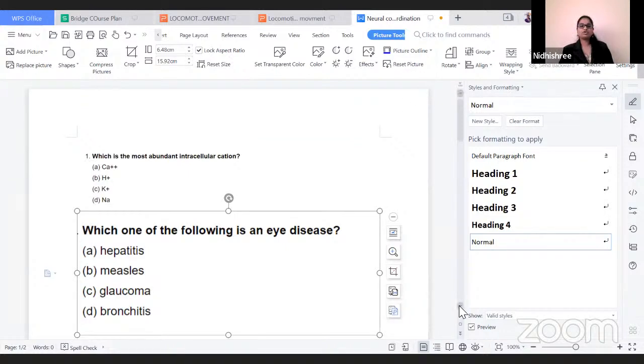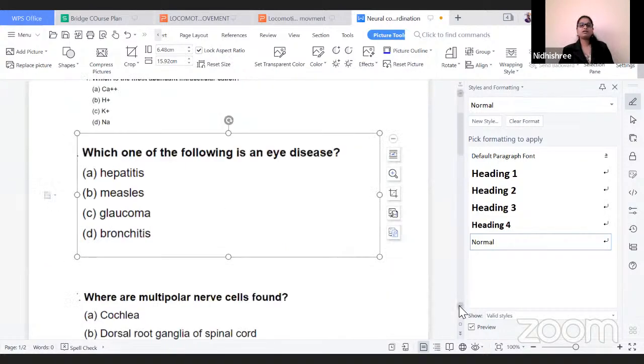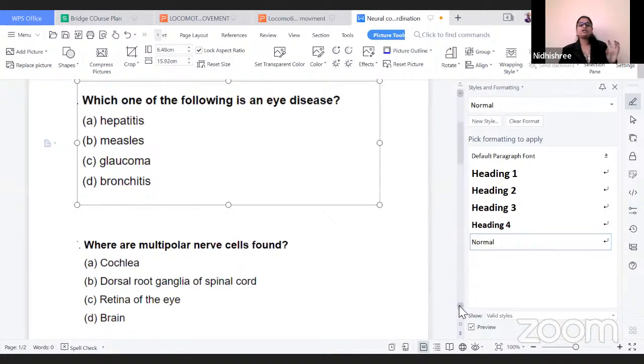Good. Next question. Where are multipolar nerve cells formed? Option A, cochlea, B, dorsal root ganglia of spinal cord, C, retina of the eye, D, brain. 5, 4, 3, 2, 1.